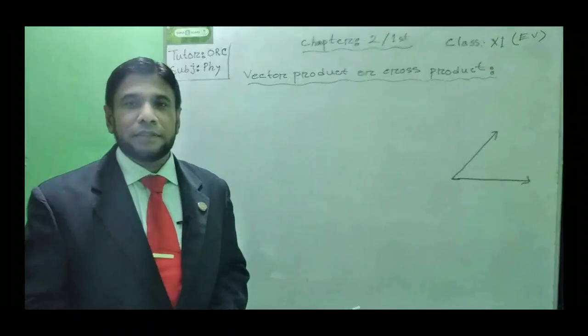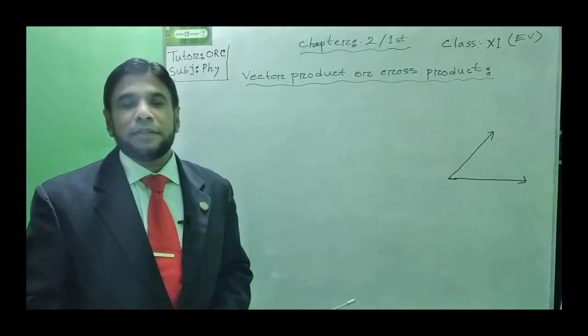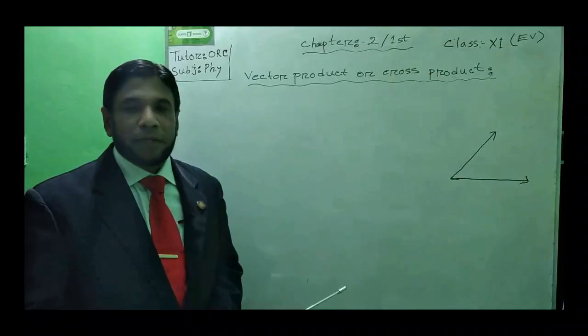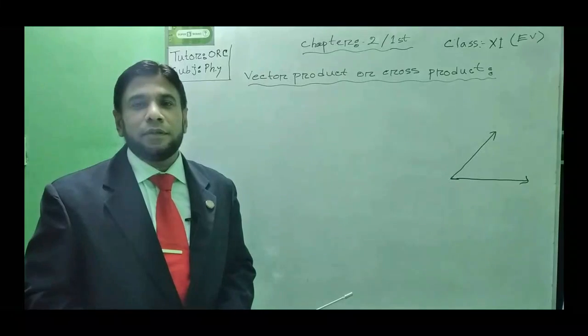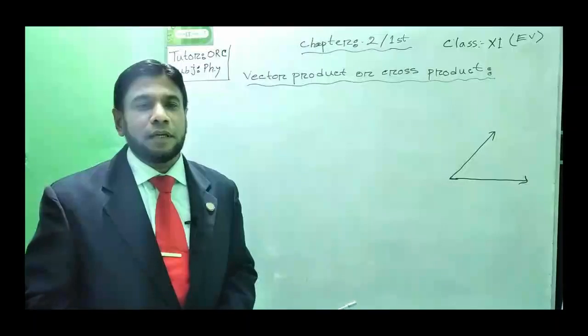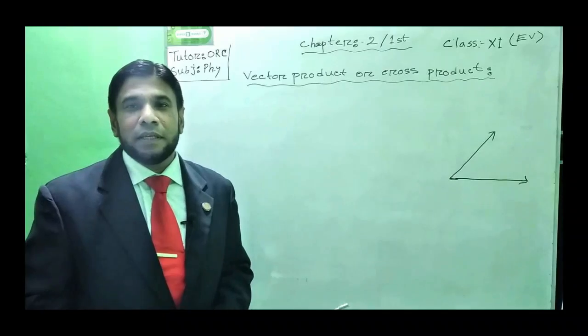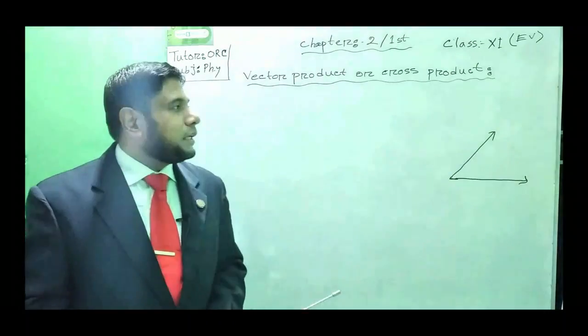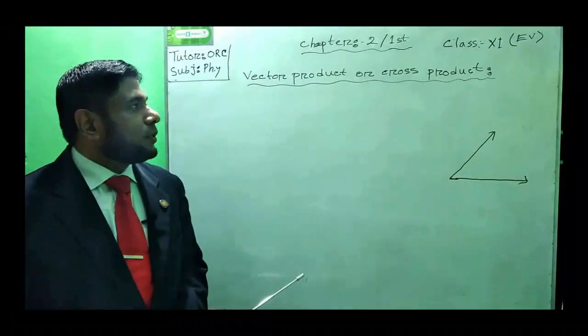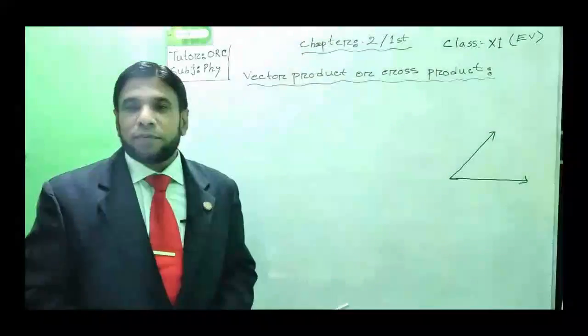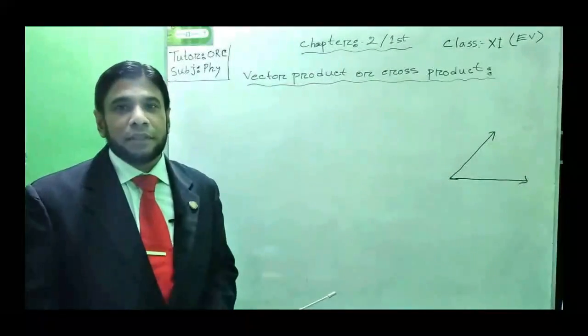Today we will discuss important topics from the vector chapter, the cross product or vector product of two vector quantities. In our previous classes, we have discussed the scalar product of two vector quantities and their properties. Now we will discuss the cross product or vector product of two vector quantities.